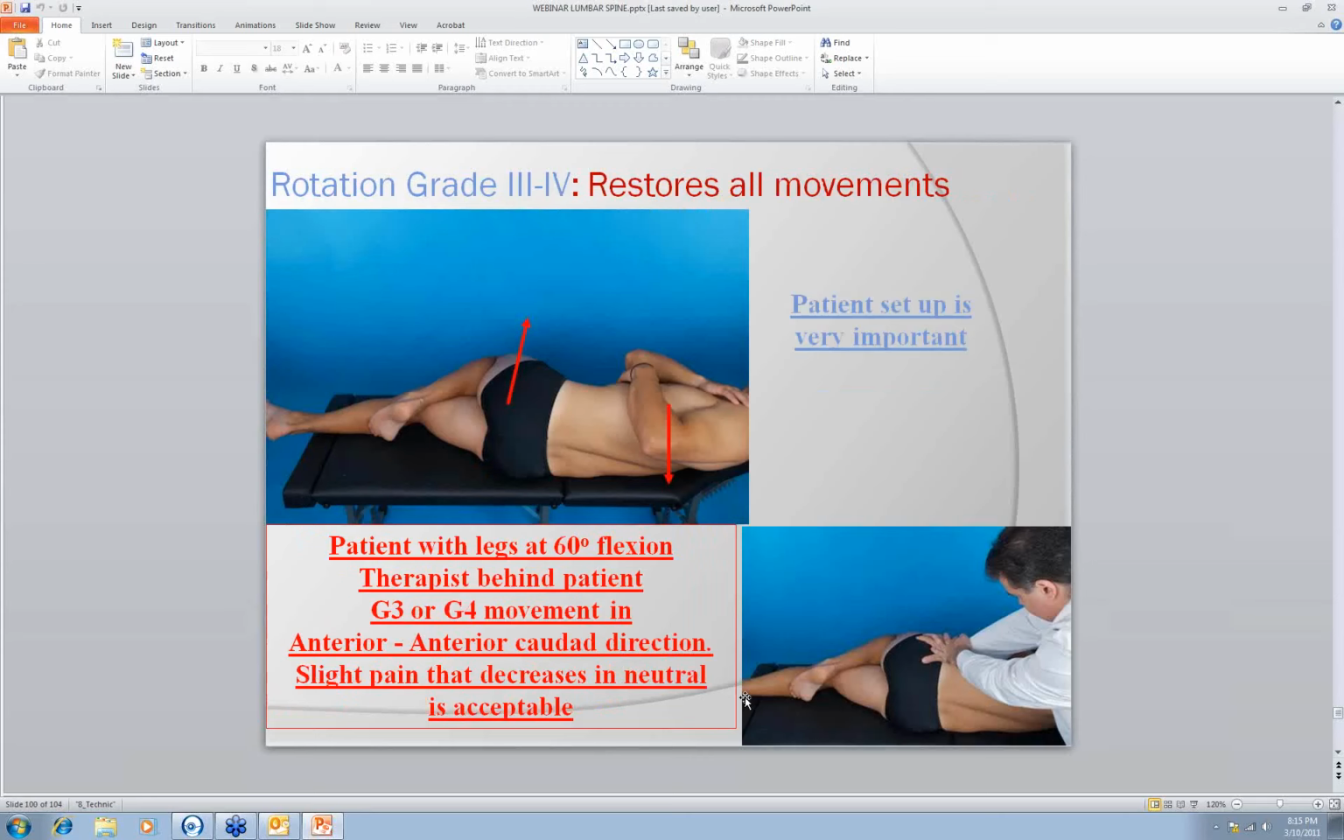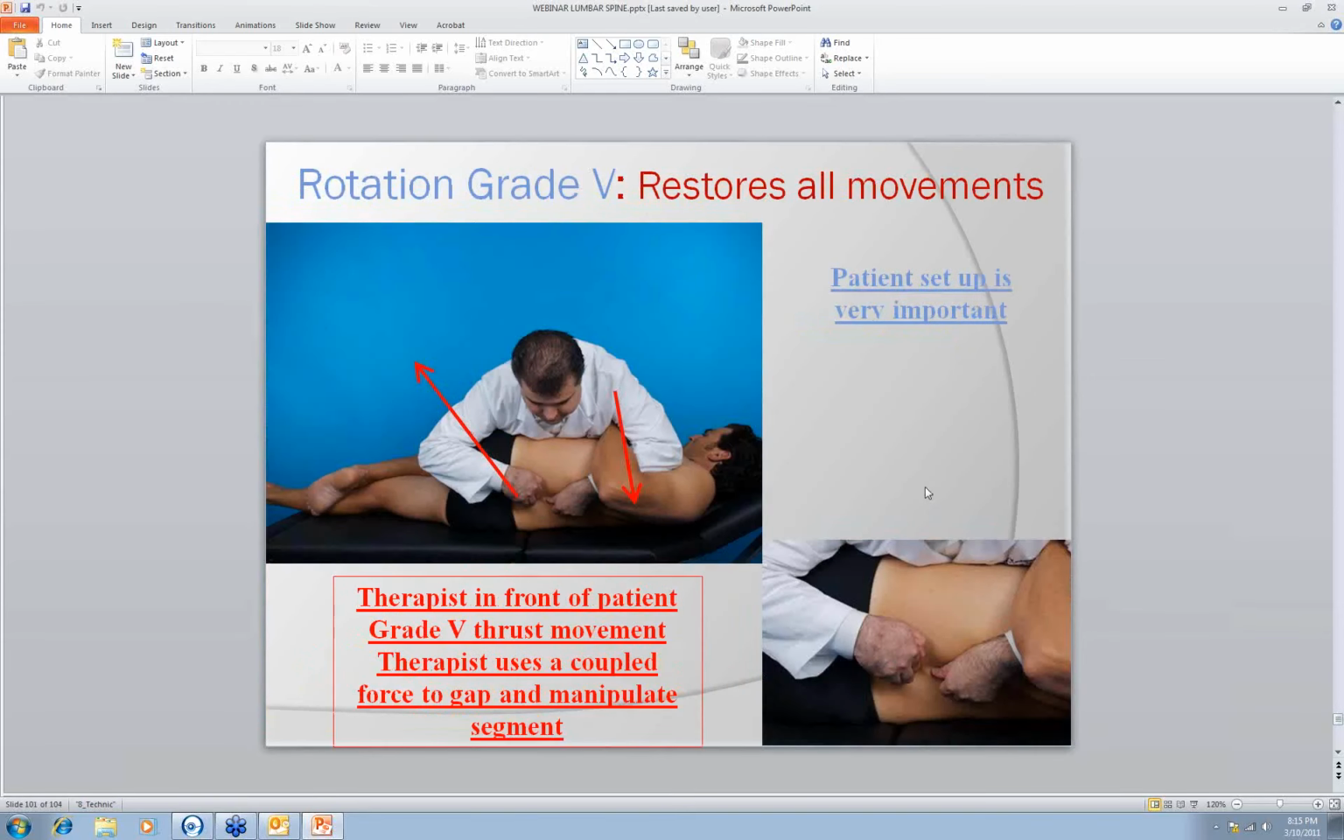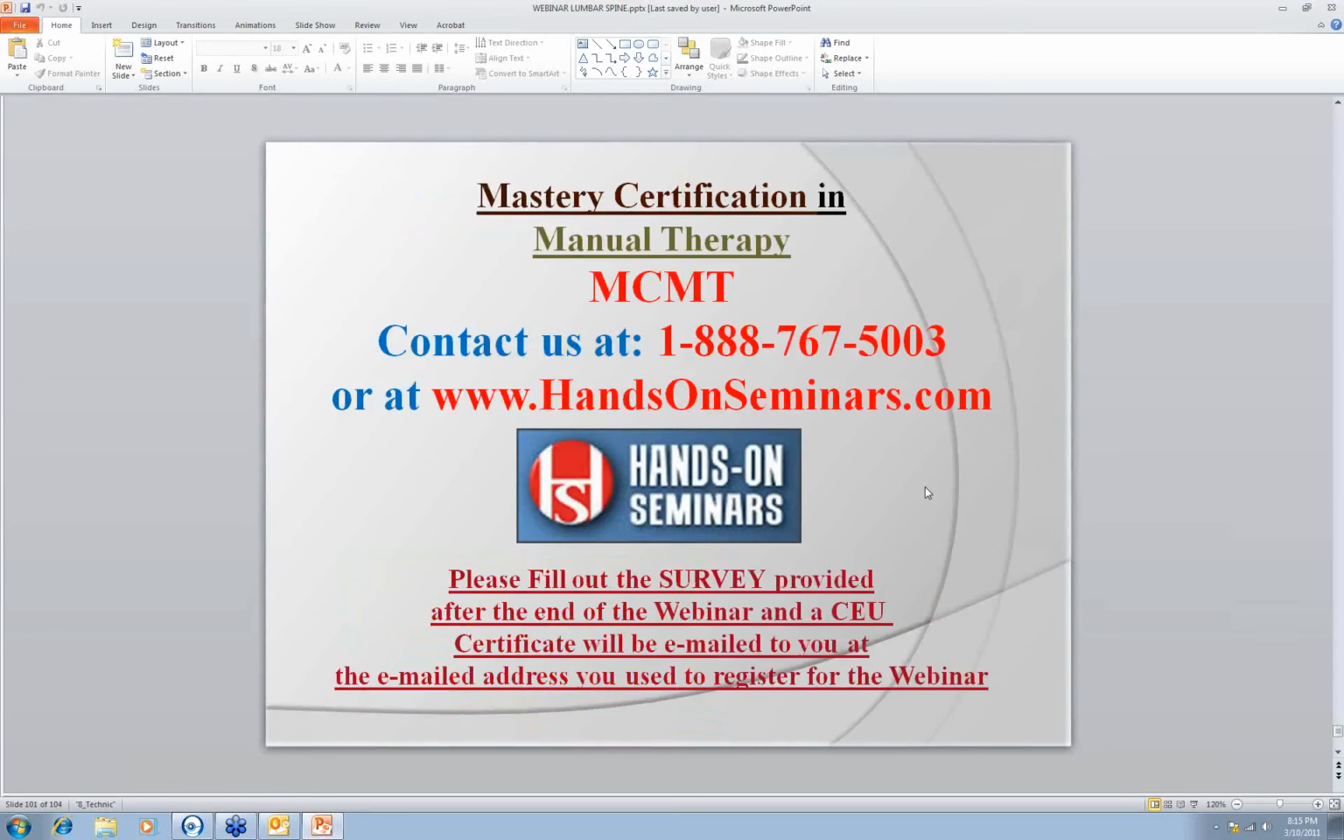Depending on the problem and depending on what we find in our assessment with the patient, we apply different techniques. And different techniques will restore different movements of the lumbar spine.